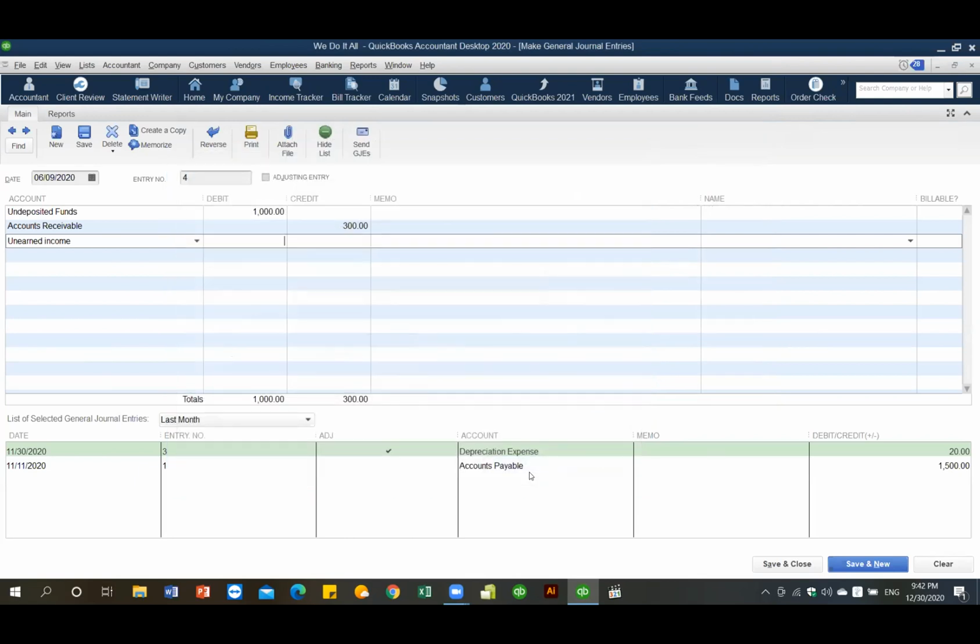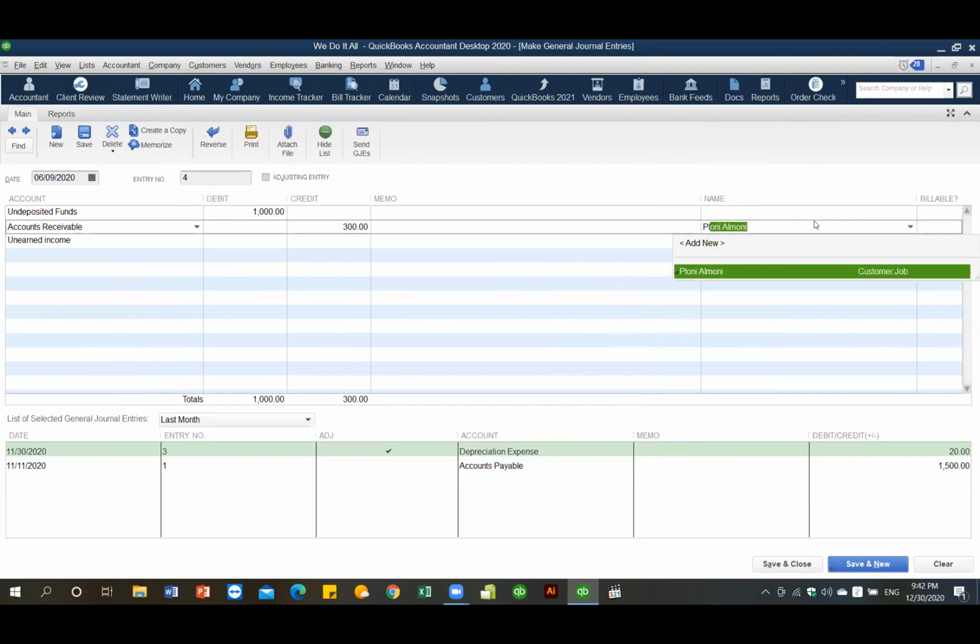In the name column, put Ploni Amoni in the second and third lines. Just type PL and it should come up. Go up one line. Just arrow up. PL. Okay, enter. Save and close, or Alt A.